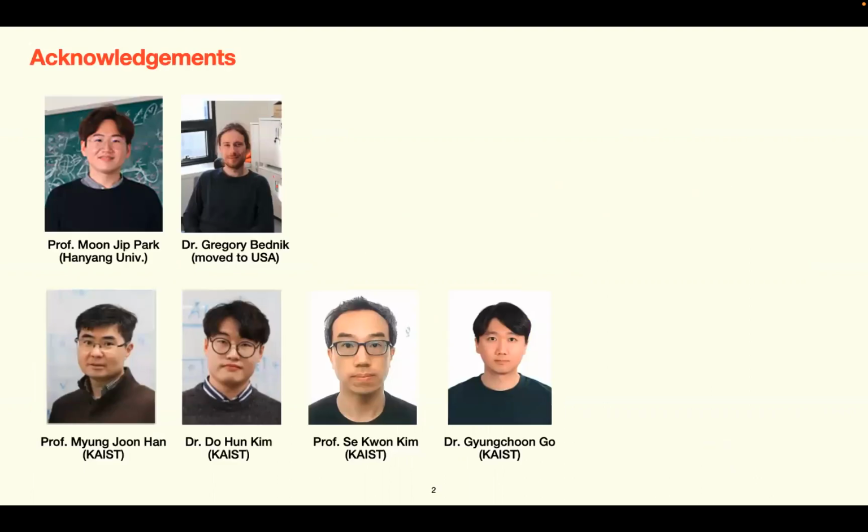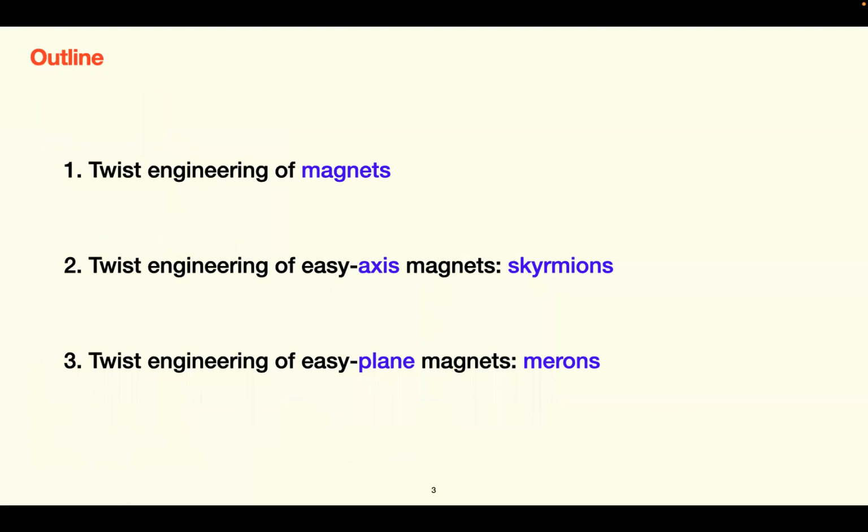First of all, I'd like to thank my collaborators, former PCS members, and external collaborators for their guidance and significant contribution. So this is an outline of my talk. I will first introduce the general idea of twist engineering of magnets, and then I will focus on the specific application of twist engineering in easy-axis magnetic systems, and the result is the emergence of skyrmions. In the last part, I will apply twist engineering in easy-plane magnetic systems, and we found that merons can be stabilized in twisted magnets.